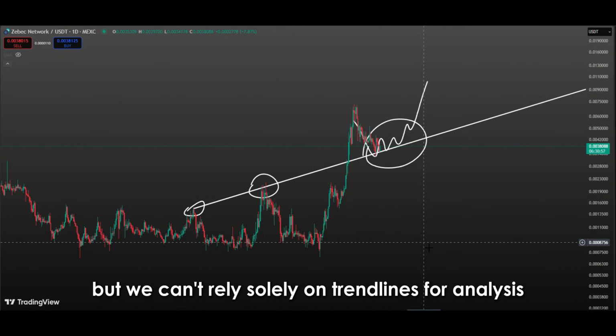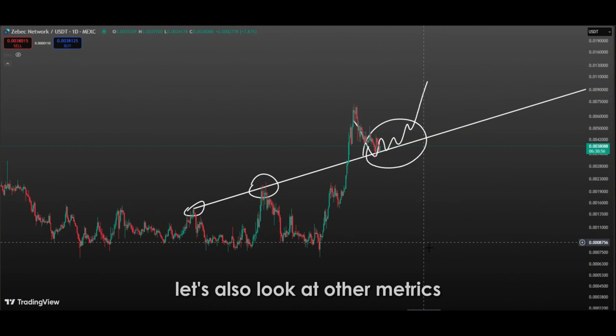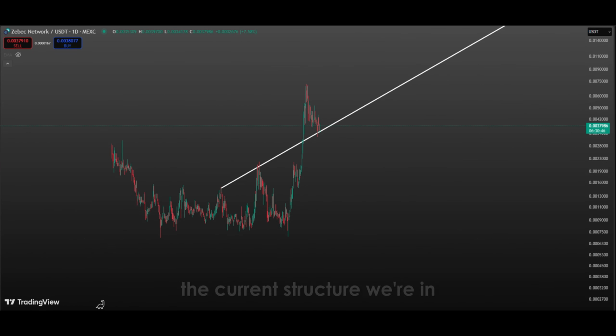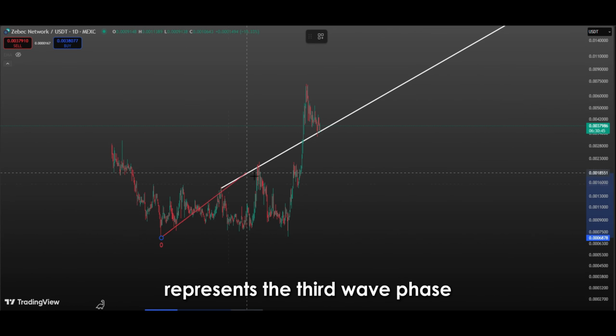But we can't rely solely on trend lines for analysis. Let's also look at other metrics. Stay tuned. According to Elliott wave theory, the current structure we're in represents the third wave phase.